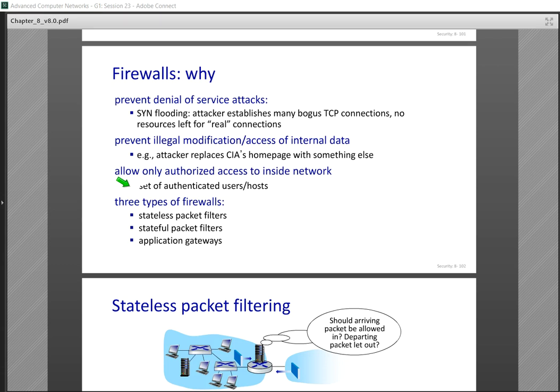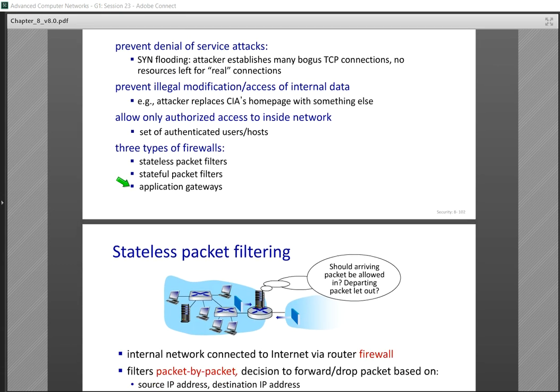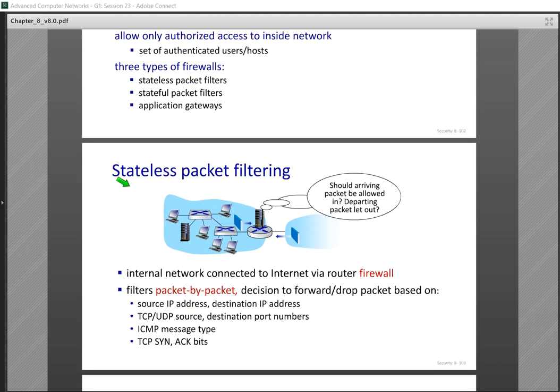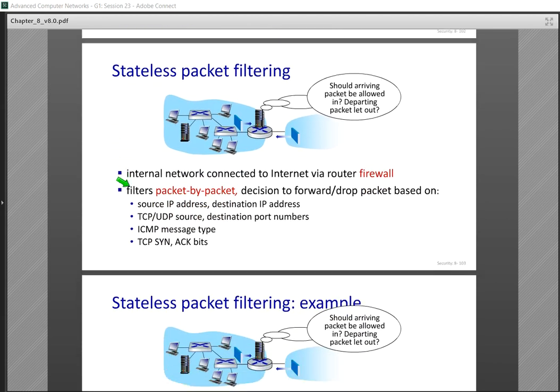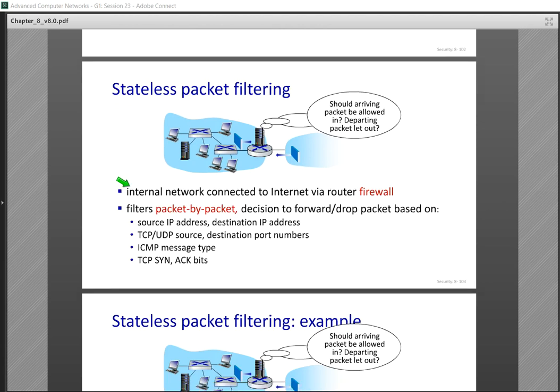Firewalls have three types: stateless packet filtering, stateful packet filtering, and application gateways. Let me talk about each of those firewalls. The simplest form of firewall is stateless packet filtering. In stateless packet filtering, my firewall sits on the edge of the network.